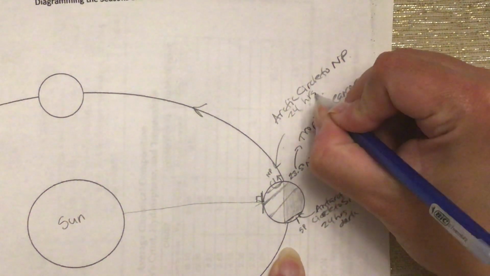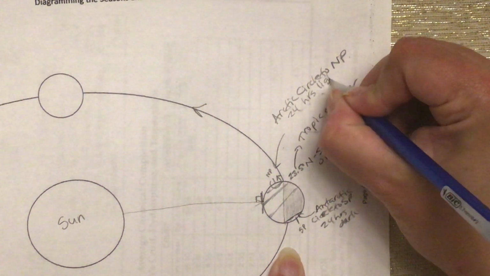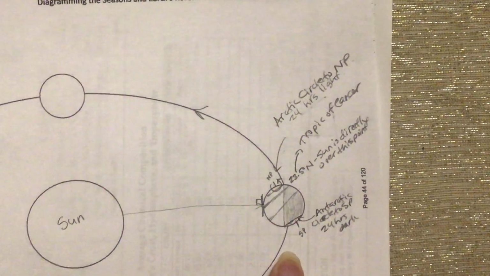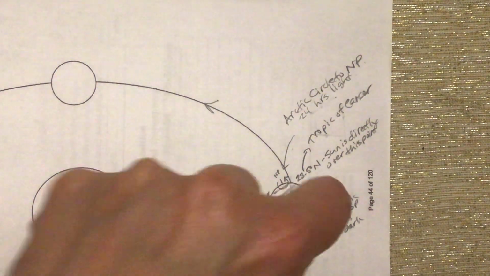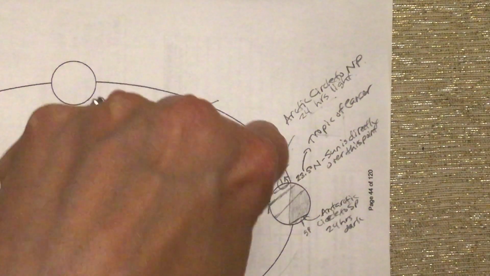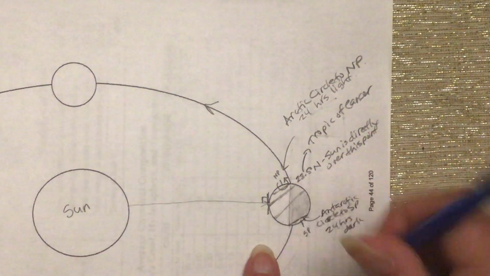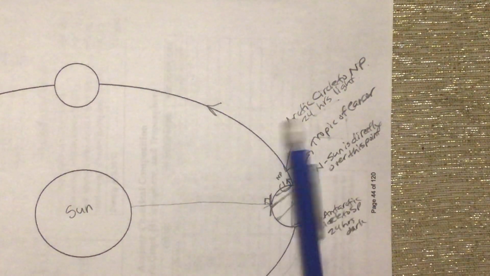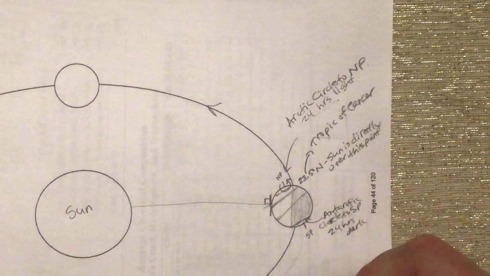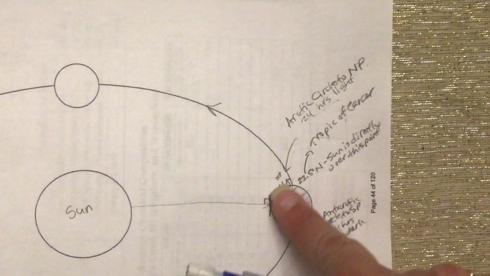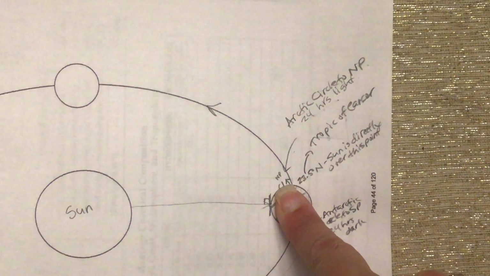24 hours light. Okay. What date? What is the date of this occurrence? What is this date when the North Pole, you look at that North Pole, it's tilted towards the sun. That North Pole is warm and toasty.